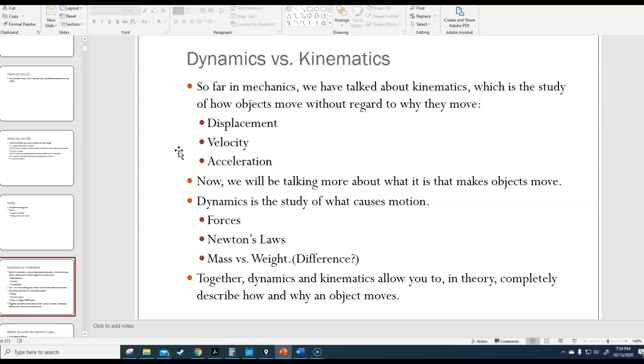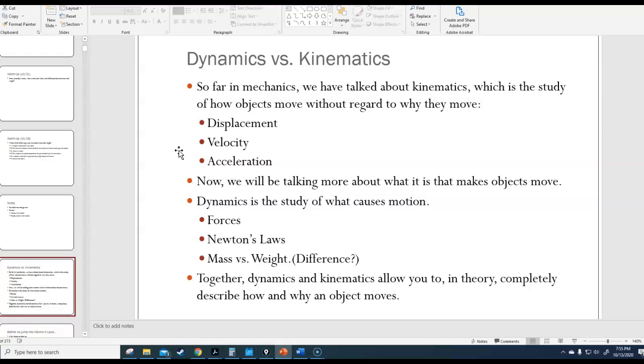Basically, if you were to take dynamics, which is the why of motion, and kinematics, which is the how of motion, and put those two together, theoretically you could completely describe how and why an object moves. That allows you to do lots of really interesting and useful things, whether it's build high-powered artillery for weapons, or send a rocket to space or to the moon. As long as you can understand how and why things move and make predictions about how and why they're going to move based off of forces, then you can do lots of really useful things with mechanics.